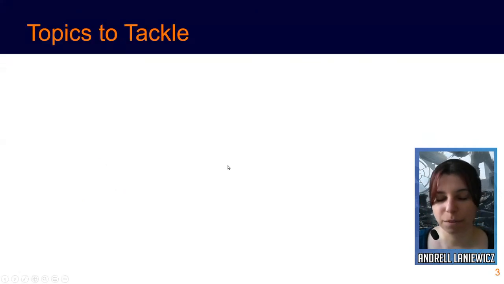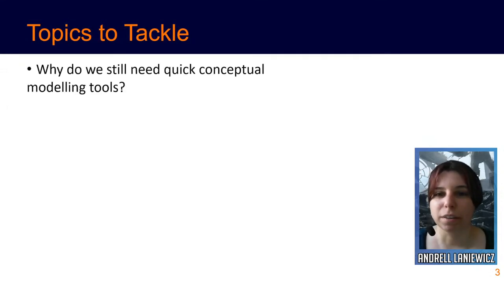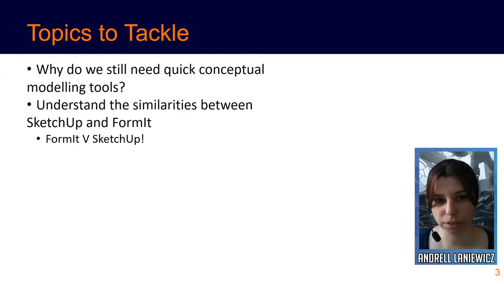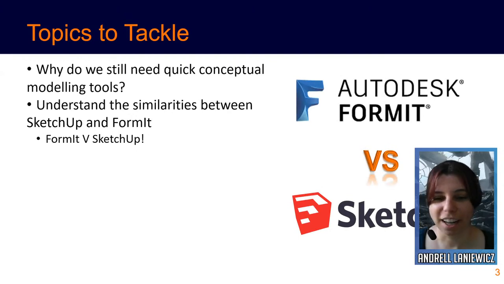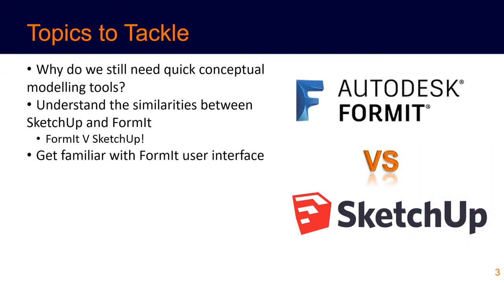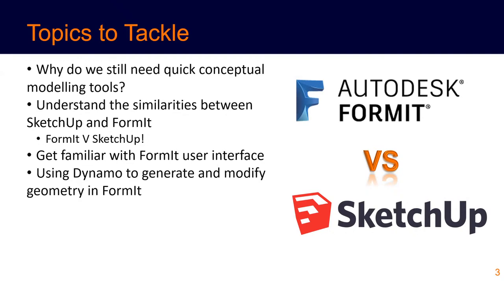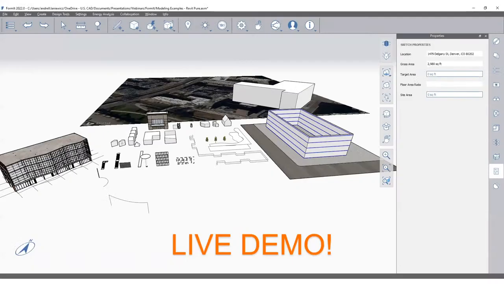All right. So with that, the overall topics to tackle here are things like, why do we still need quick conceptual modeling tools? Understanding similarities between SketchUp and FormIt, with the whole FormIt versus SketchUp concept of this. Get familiar with the FormIt user interface. I want to talk a little bit about the Dynamo that already exists in FormIt. It's really neat. It's really helpful. Linking FormIt into your Revit model, there are some workflows and some pros and cons to two different ways to do it. So I want to talk about those. And that's basically what I had before going into the demo.